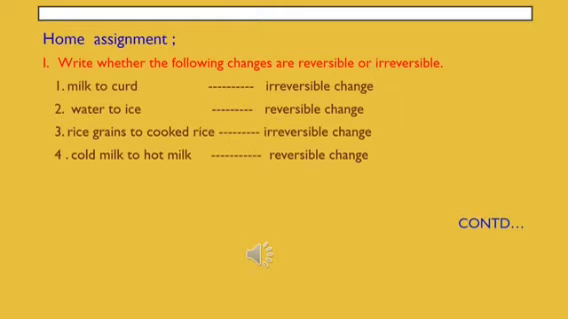Check the answers for the previous home assignment. First main, write whether the following changes are reversible or irreversible. The first one, milk to curd. So this is a very easy one. It is an irreversible change because you cannot convert curd back to milk.